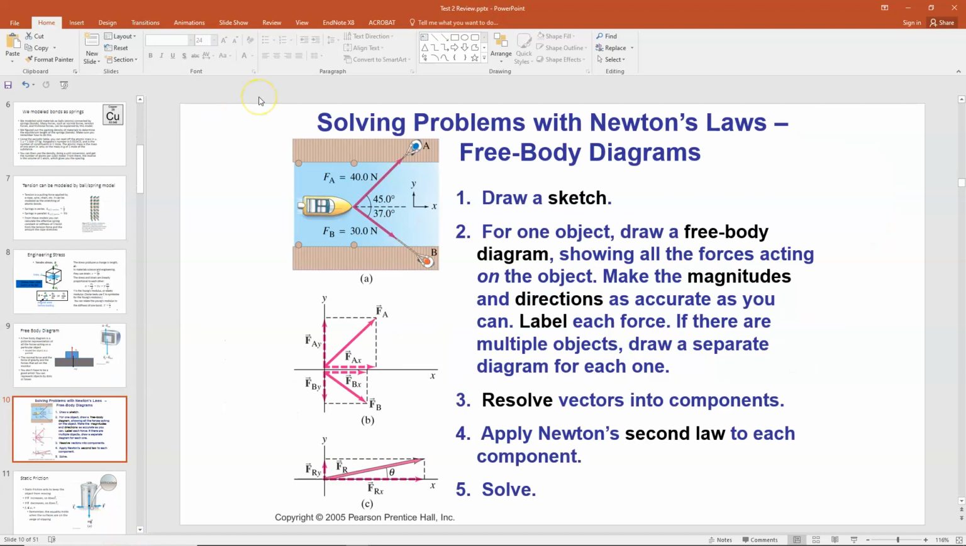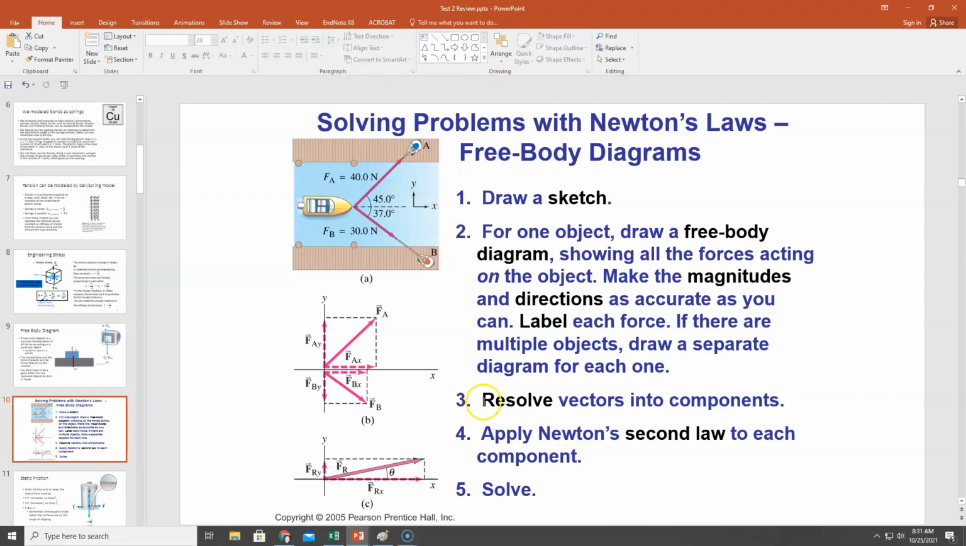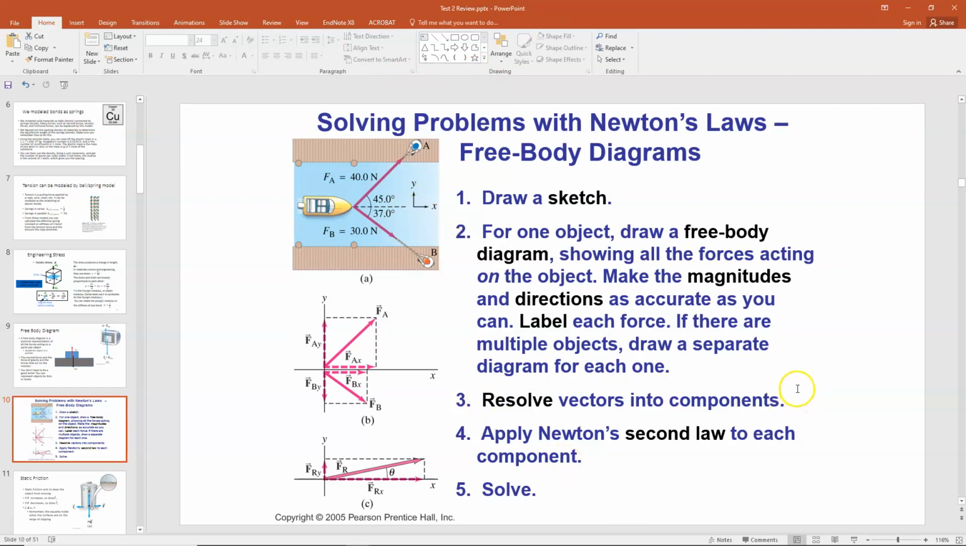So when you solve problems with Newton's laws using these free body diagrams, the first step is to draw a sketch with the forces labeled on it and indicated as arrows. And then for each object in the problem, you draw that free body diagram showing all the forces, making the magnitudes and directions as accurate as you can. You label each force, and if there's multiple objects in the problem, you have to draw a separate free body diagram for each object. Once you've done that, you choose your origin in your sketch, okay? And then you can use that origin choice to resolve your vectors into their component parts.